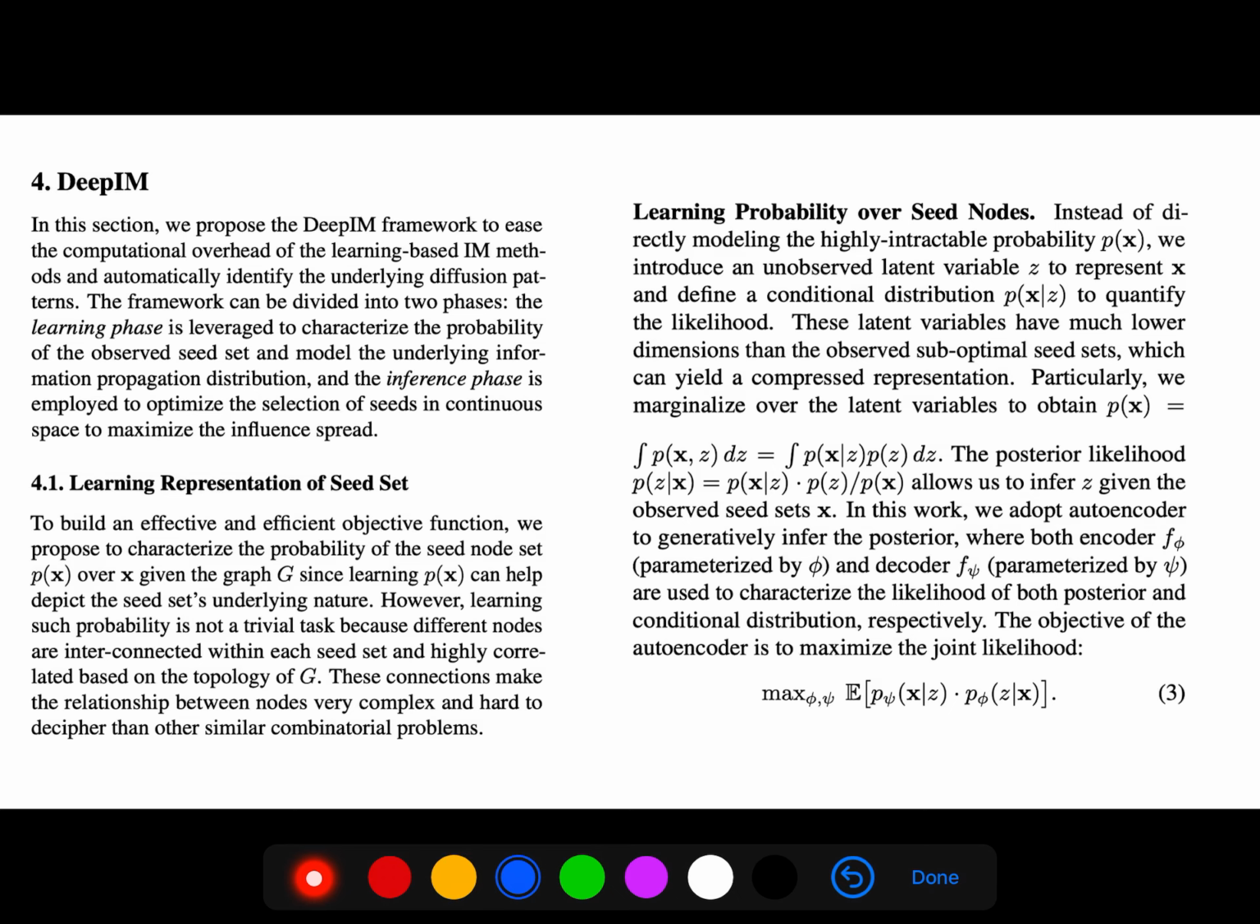So instead of directly modeling the highly intractable probability P of x, we introduce an unobserved latent variable z. This z, which is unobserved, we condition on that, to represent x and define a conditional distribution to quantify the likelihood. These latent variables have much lower dimensions than the observed suboptimal seed sets, which can yield a compressed representation. Particularly, we marginalize over the latent variables to obtain P.